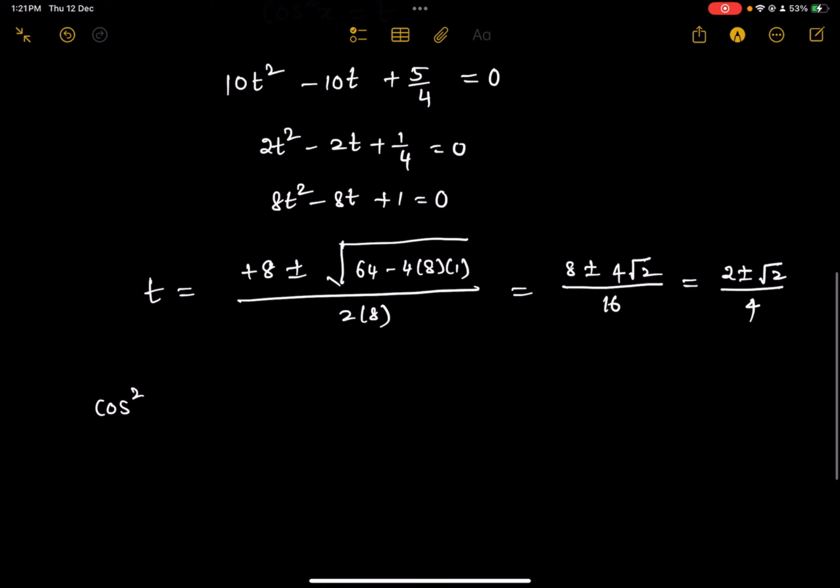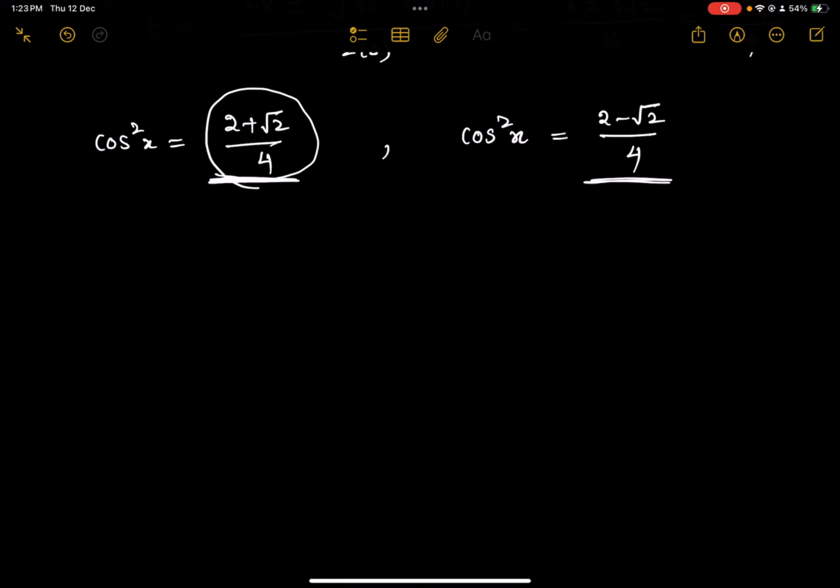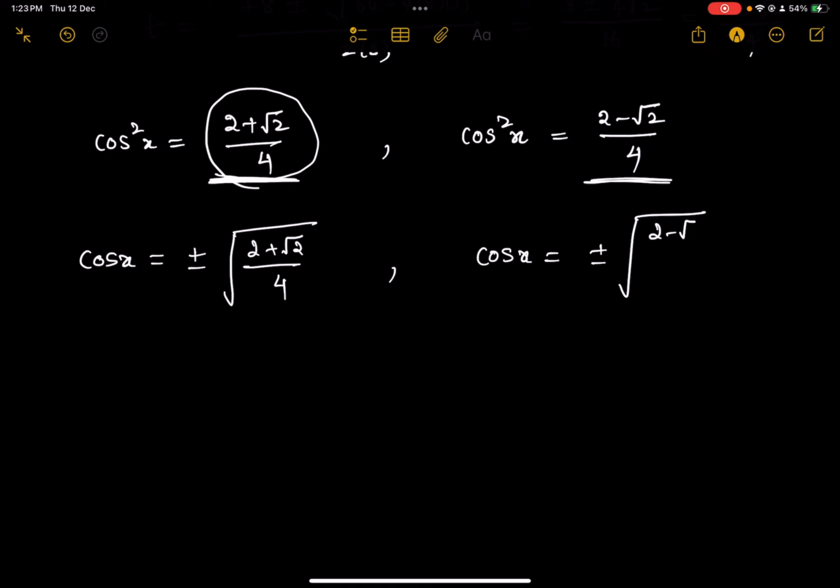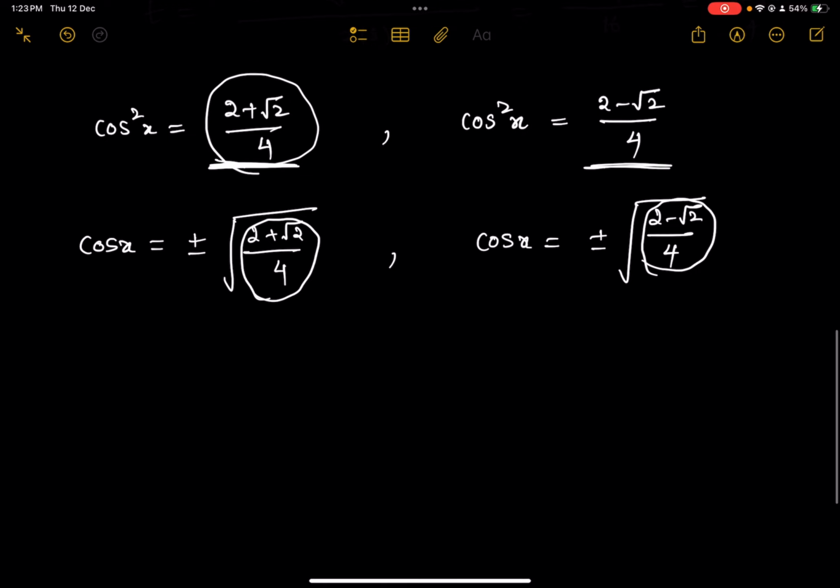So cos square x, which is t, can be 2 plus root 2 upon 4, or cos square x can be 2 minus root 2 upon 4. So we have these two. From this we can write cos x is equal to plus or minus root of (2 plus root 2 upon 4), and from this we can write cos x equal to plus or minus root of (2 minus root 2 upon 4). 2 plus root 2 upon 4 is less than 1, and 2 minus root 2 upon 4 is also less than 1. So we have 4 values for cos x.